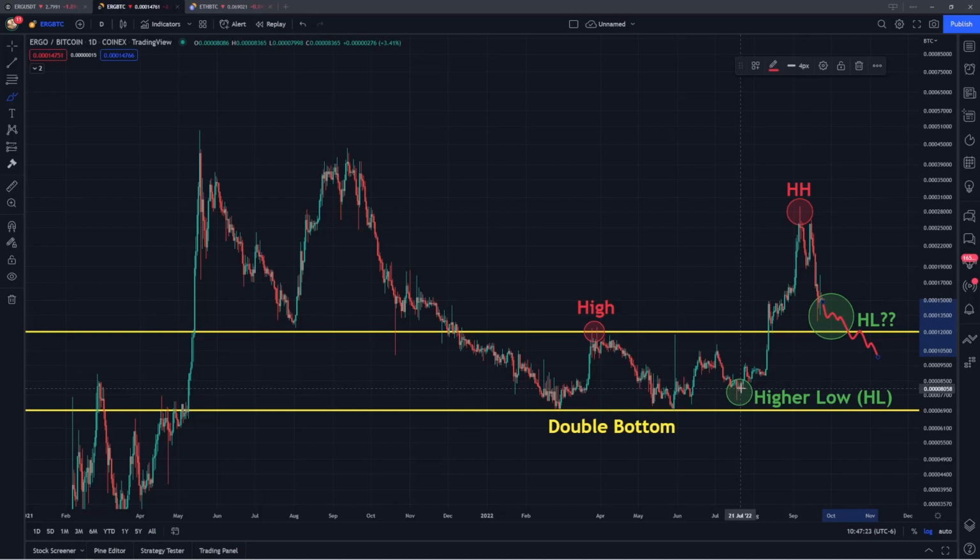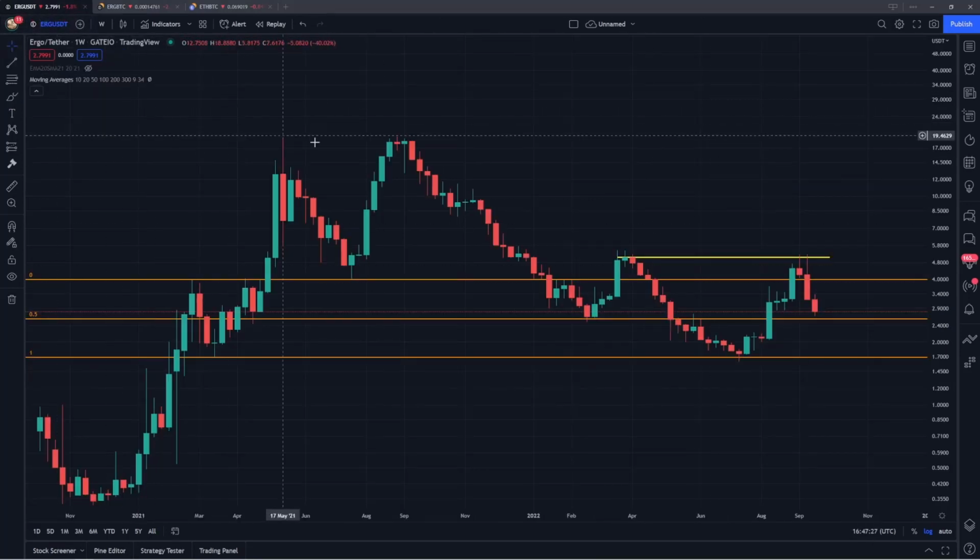So now I want to switch over here to the Ergo USD pair, and I'm going to start off here on the weekly chart. Now, we talked about this range from around $1.70 to $4 extensively throughout the last few videos. And Ergo recently made a move back above the range highs at $4, but ultimately it found resistance at the previous lower high back in March, and that's sort of where we've had this rejection. We've come back down and we're back within this range.